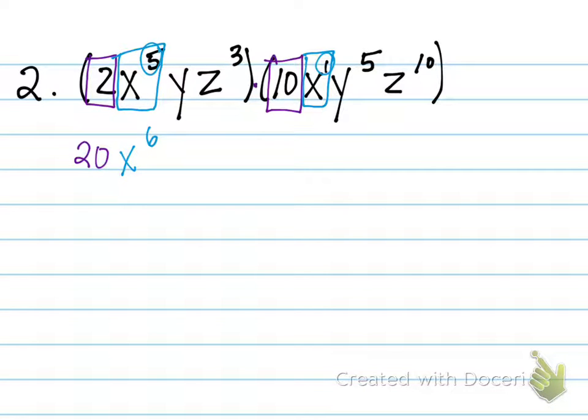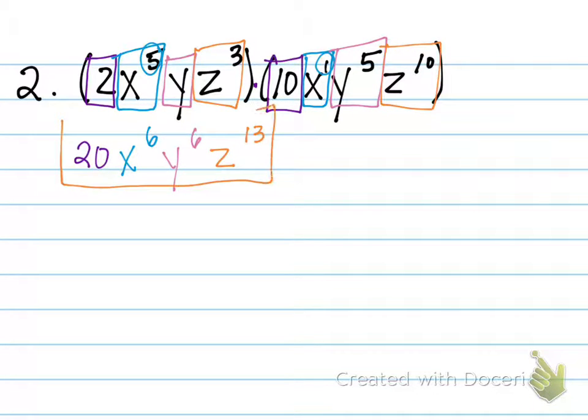Then I'm going to combine my y's. So y to the 1st, y to the 5th. So y to the 6th power. And then lastly, I have z cubed, z to the 10th. So 10 plus 3, z to the 13th power. And this would be as simple as you could have it.